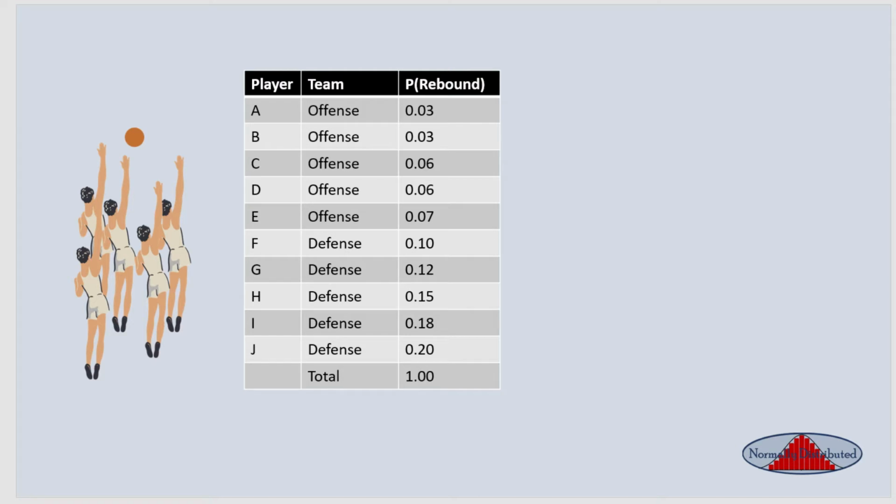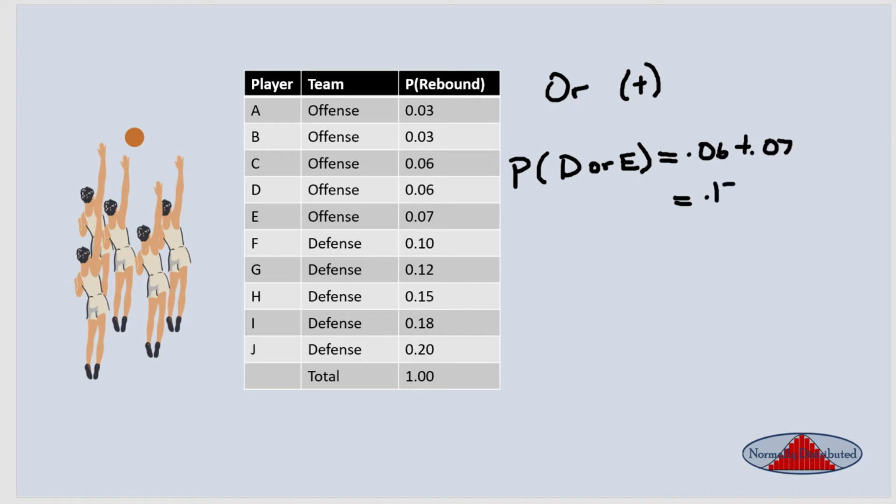So one key word that you're going to want to know about probability is when people say or. That means one or the other, right? And in probability, that means plus. So when you hear the word or, whether player D or player E gets the offensive rebound, you want to add up their probabilities. So the probability that player D or E gets the rebound is equal to 0.06 plus 0.07, which gives them a probability of 0.13. 13% chance that they get the rebound. Not bad odds for an offensive team in my mind. But again, the major thing to emphasize here is or.